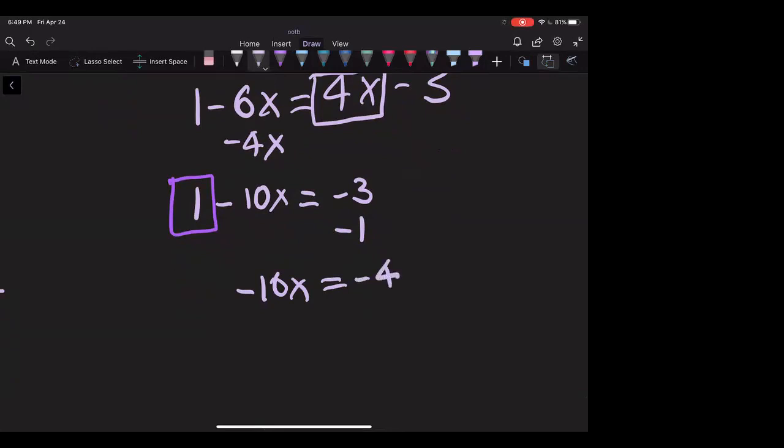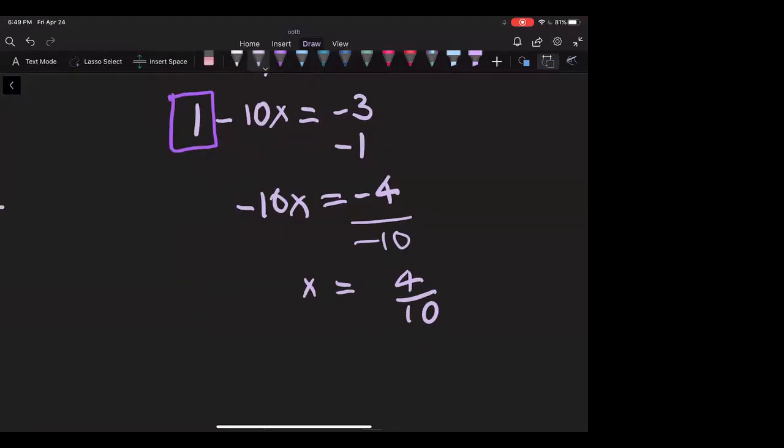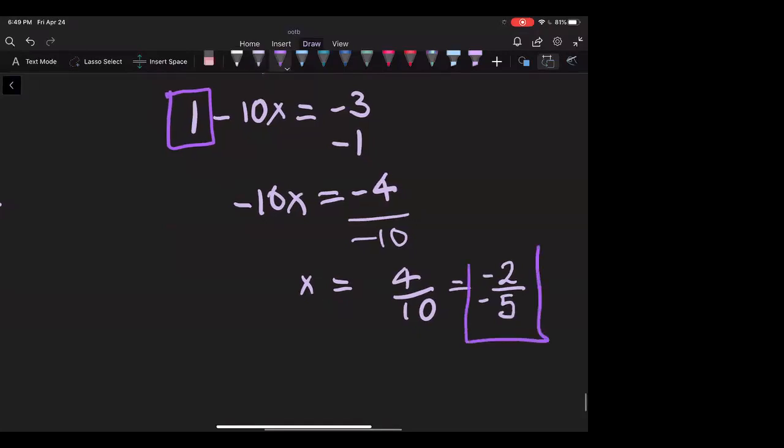And then you're going to divide by negative 10 to give you x is equal to 4 over 10. Can I simplify this? Yes. Which is? 2 over 5. Both are negatives. Exactly. Top and bottom. And that's your answer.